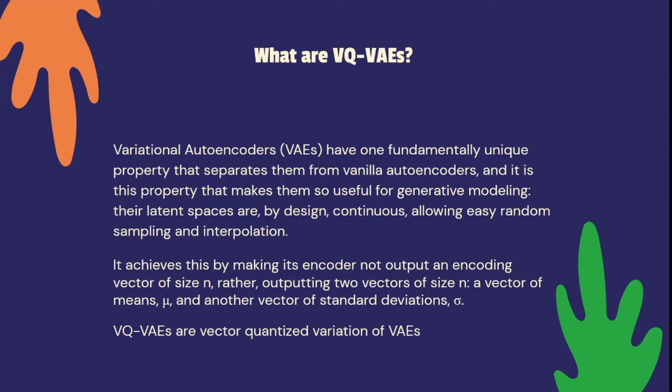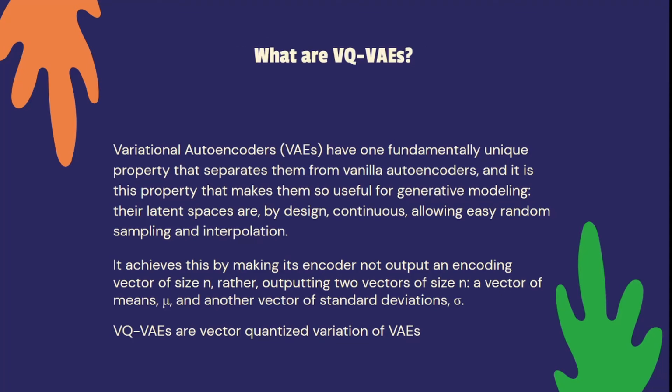Now, moving on to what are VQVAEs. At the heart of most generative models lies a variational autoencoder. Variational autoencoders are powerful generative tools which have applications as diverse as generating fake human faces to producing purely synthetic music. Now, variational autoencoders by design are autoencoders, but they have one fundamental unique property that separates them from their vanilla counterpart, and it is this property that makes them so useful for generative models. That is, their latent spaces are by design continuous rather than discrete, allowing easy random sampling and interpolation.